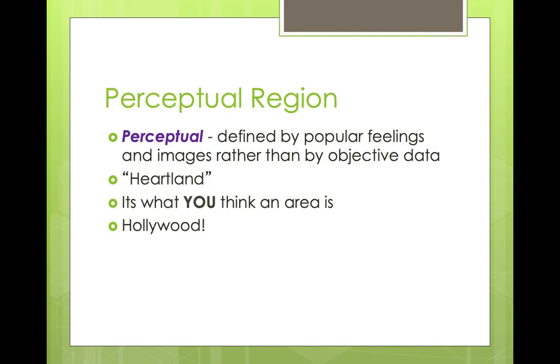And the last one is called perceptual region. So this is defined by popular feelings and images rather than by actual data. So when we think of Hollywood, what do you guys think of when you think of Hollywood? We think it's warm and it's sunny and everybody is glitzy and glamorous in Hollywood.